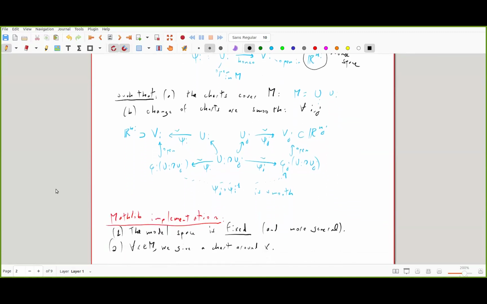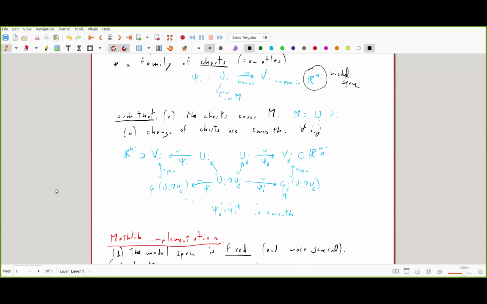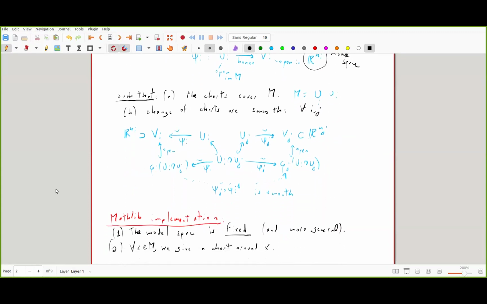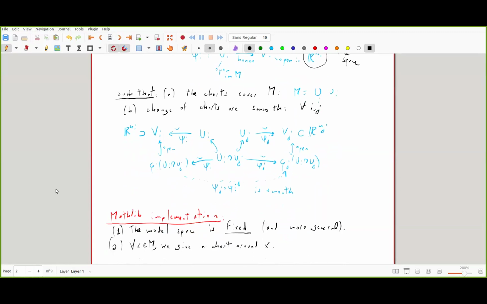First is the model space. Here I took R^n. In Lean, actually, it has to be fixed. So you couldn't have, like, the disjoint union of a line and a point; that's not a manifold in Lean. They are also more general because we want to allow manifolds with boundaries or manifolds with corners, but I'm not going to talk about that today.